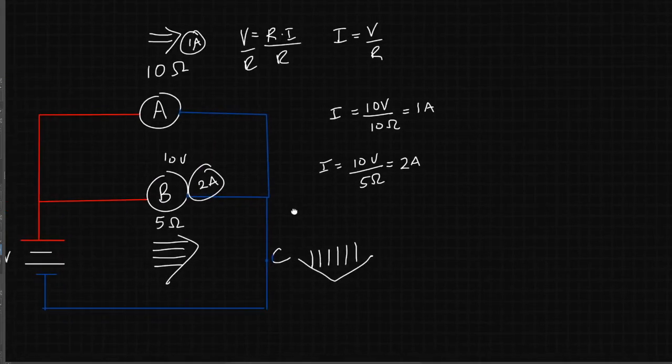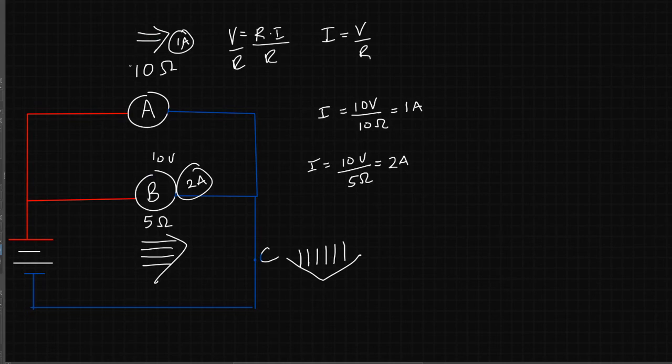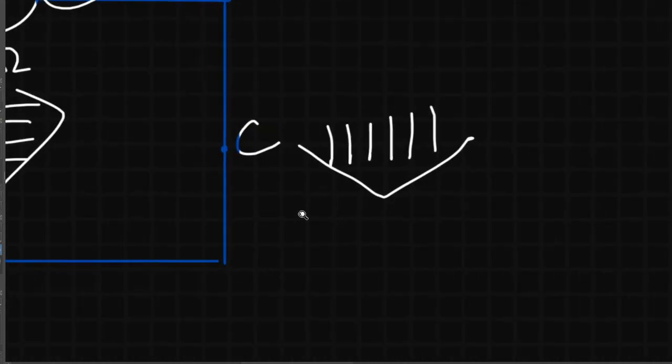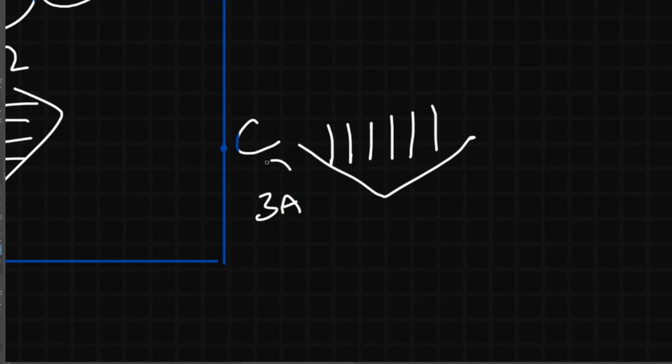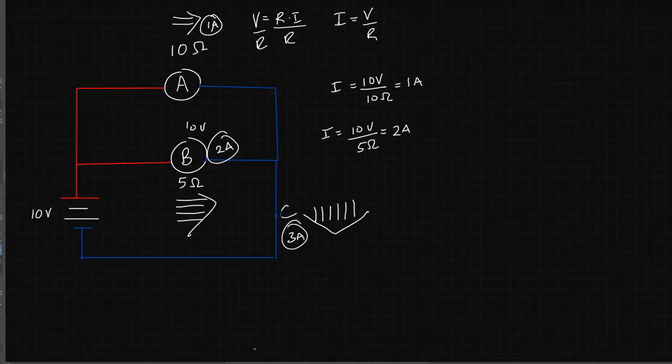And then finally, point C is the current flow through point A and the current flow through point B, all put together. So if 1 amp went through A and 2 amps went through B, then I think C will be 3 amps of current flow.